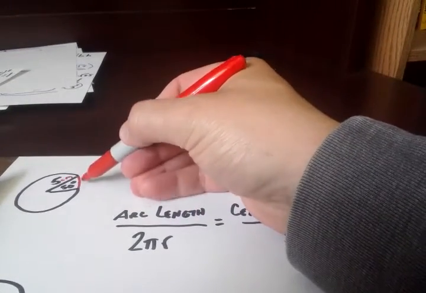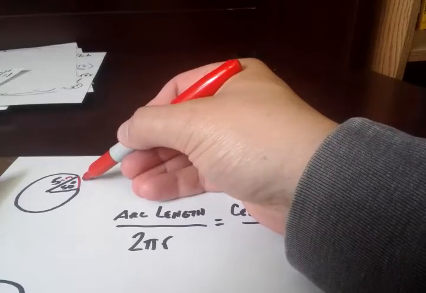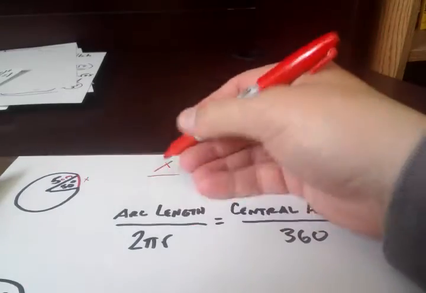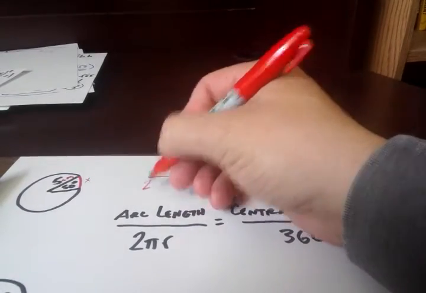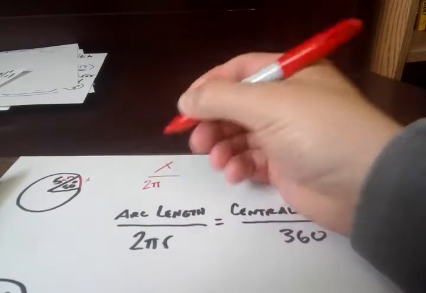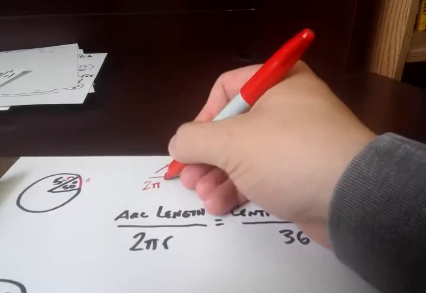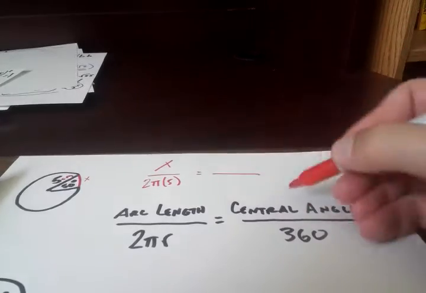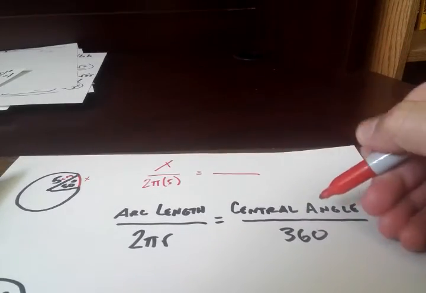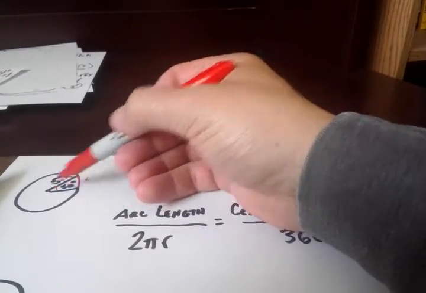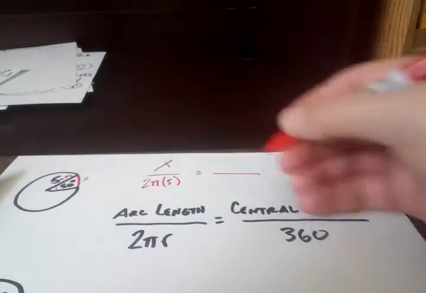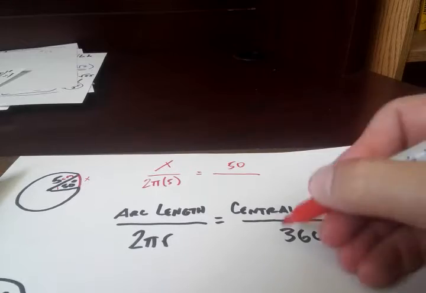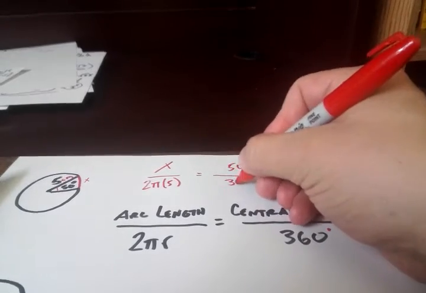So, arc length. That's this red arc. Do we know how far it is? No. If we don't know, let's just use an x. So I'm going to say x over 2 times pi times r. So I have 2 pi. What's my r? My radius is 5. Equals. Now the central angle is the angle that's inside. So this angle right here is 50. So we're going to say 50 over, and then we'll always use 360 here because that's how many degrees the circle is.